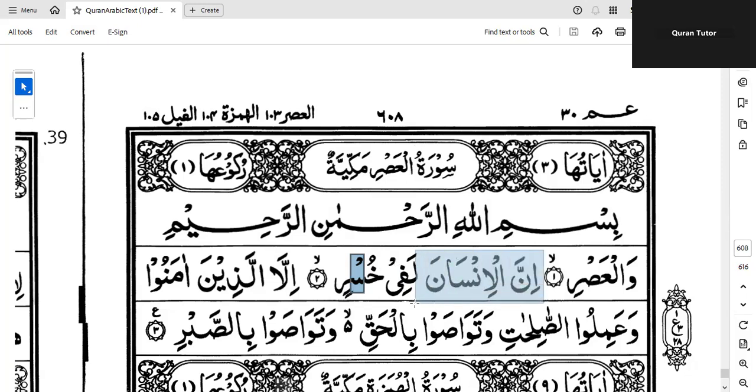Innal insana lafi khusr. When a mother letter comes, we attach them. There is a mother letter and there is a mother letter. And next one, look at that. That is Zal. I tell you about Zal, Za, and Dhal. These three letters have a similar sound, but we make a difference between them. And there is a Ya Madd, and there is a Waw Madd.